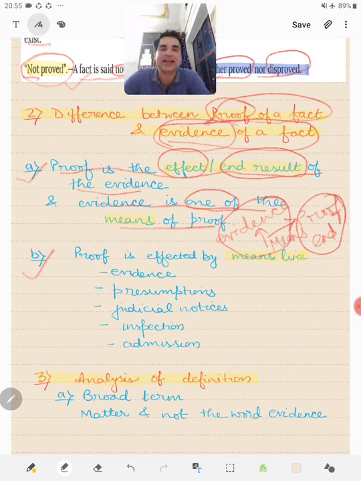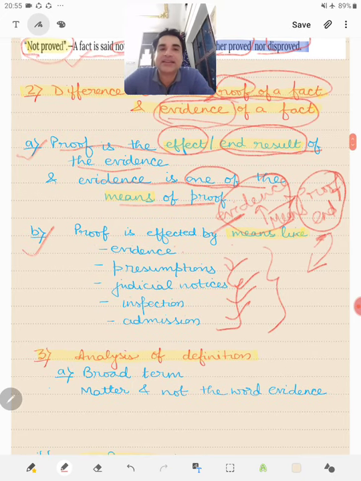And the second thing is that evidence is only one of the means to prove a thing. There are other ways also through which certain things are proved. That is, proof is effected by means like evidence, and other than evidence, like presumptions, judicial notices, inspections, admissions. These are the things through which a matter can be proved other than by means of evidence.